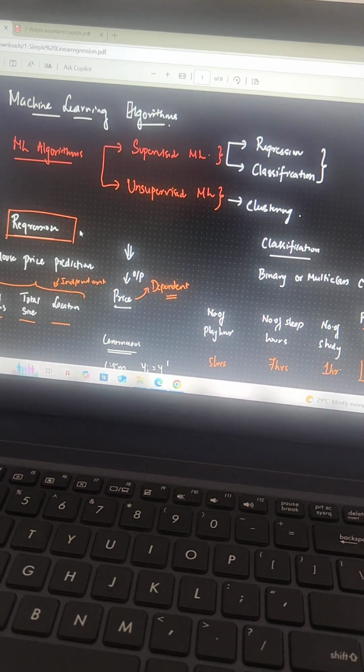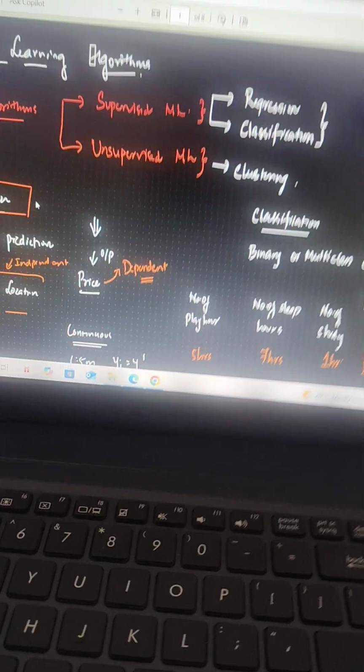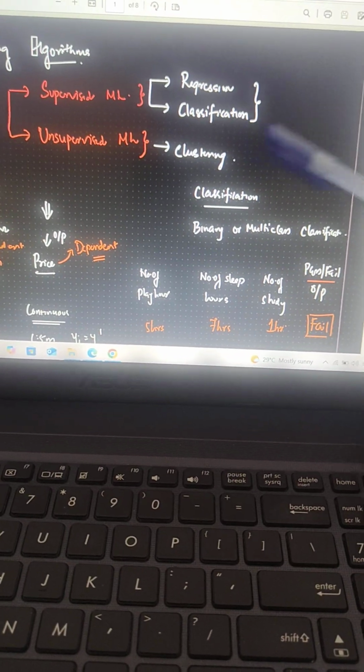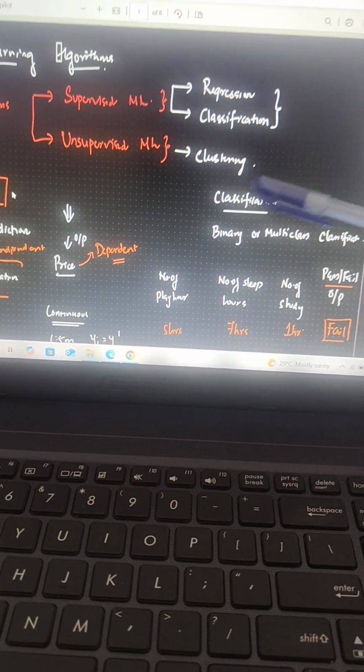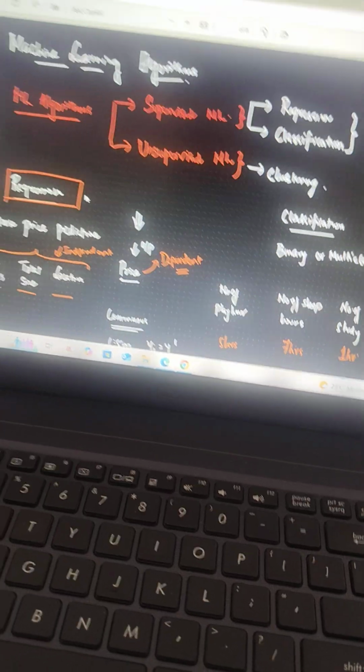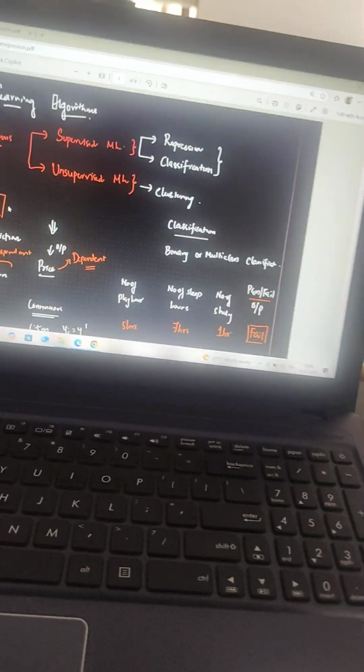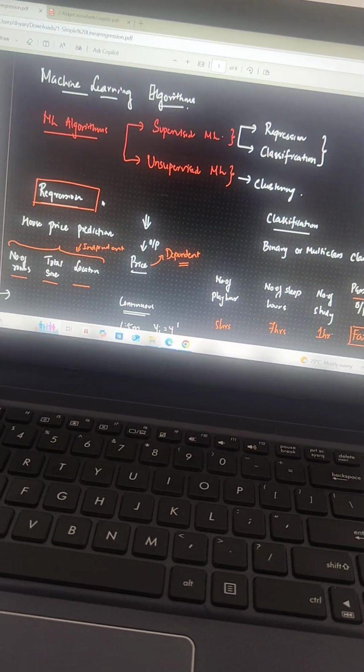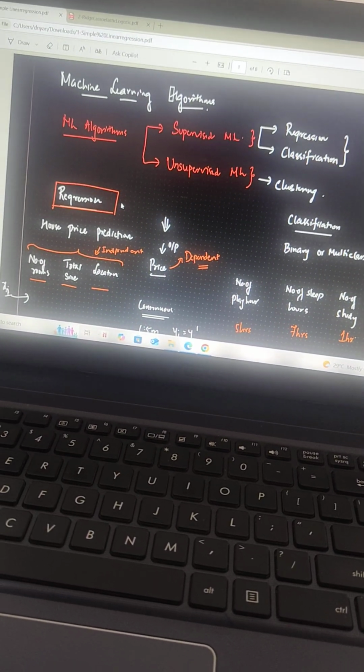In supervised we have regression and classification. In unsupervised we have clustering. So first we have to understand what supervised is and what unsupervised is.